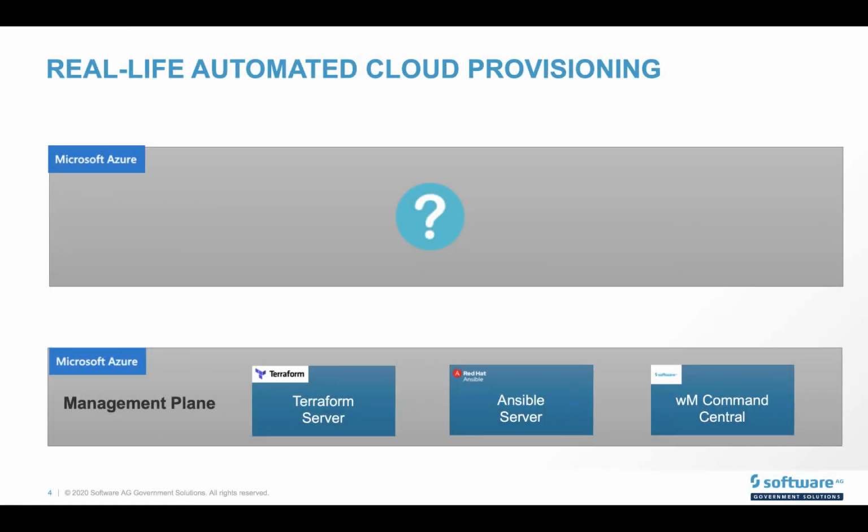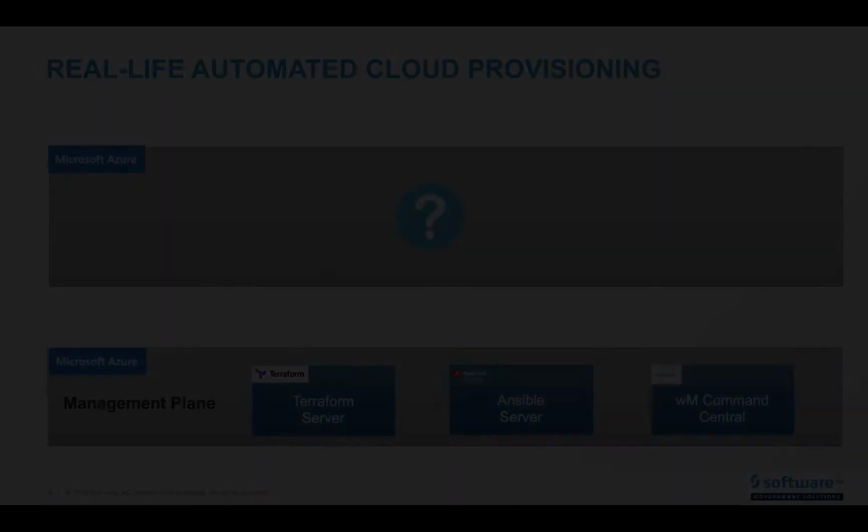And now I want to show you how each of these tools are going to behave and what they will do to the environment. So here we are with our environment where we have a management plane that contains our Terraform server, our Ansible server, and our Command Central server, right? So those three tools are ready to go and will each perform their task.